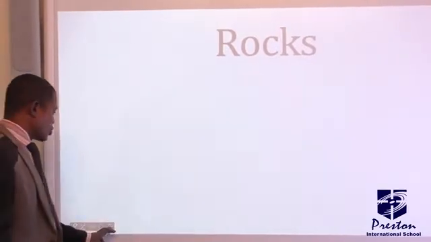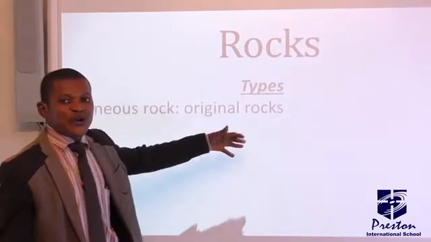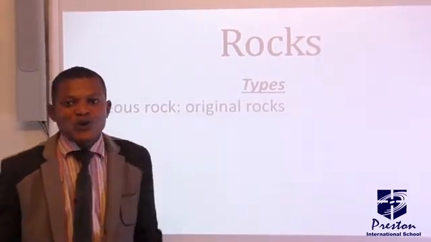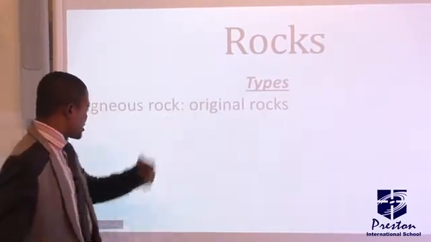Rocks. I told you what rocks are. We have three major types of rock. Igneous rock, which are the original rocks. The rocks that are formed from the cooling and solidification of molten magma that are ejected from beneath the earth's crust. So these are igneous rocks.